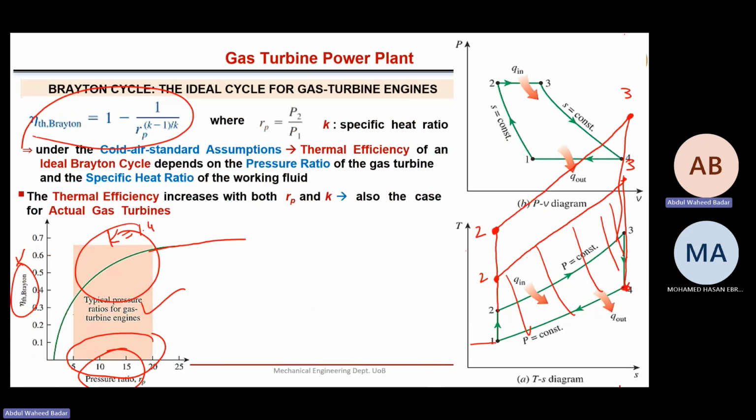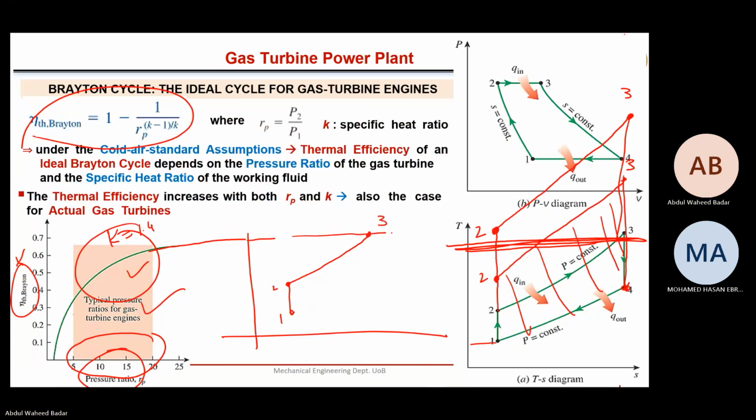So if this is the maximum, we cannot go beyond this temperature. Now what will be the effect of increasing pressure ratio? Then the curve will not be like this. If you say the maximum T3 is fixed, then the curve will look like this. This is 1 to 2, and this is maximum temperature 3, which is allowed. For example, this is 1000 degrees Celsius. Here is 4, 5.